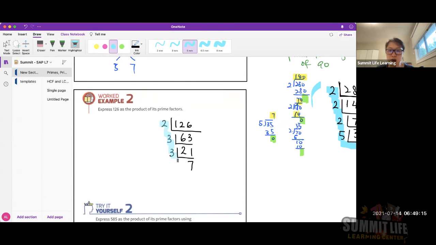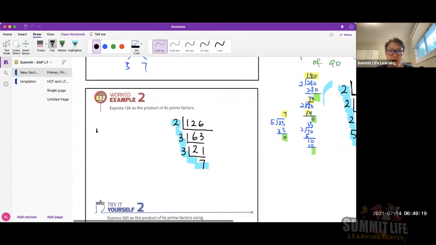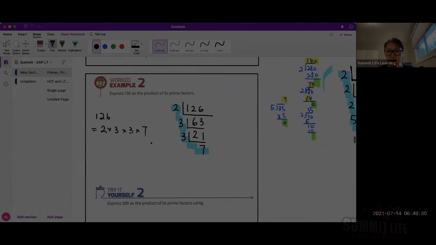So you take all these numbers out and write it as 2 times 3 times 3 times 7. It is the prime factorization of 126.